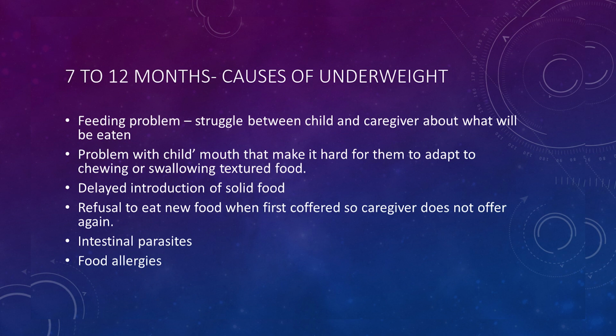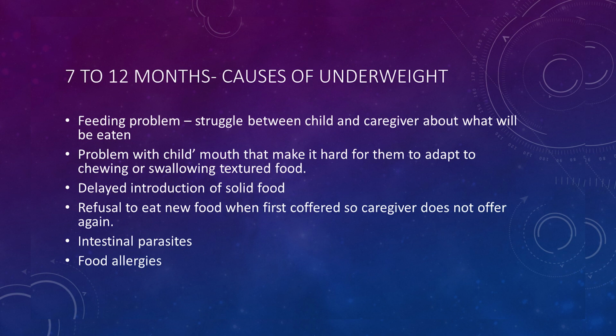First, the feeding problem. There is a struggle between child and caregiver about what will be eaten. Now here the child is a little older, about 7 to 12 months, and he has some social understanding and some choices of his own. The child doesn't want to eat the traditional milk or milk-product-like diet, he wants something different, and that's why the child doesn't want to eat these nutritious foods and may end up underweight.